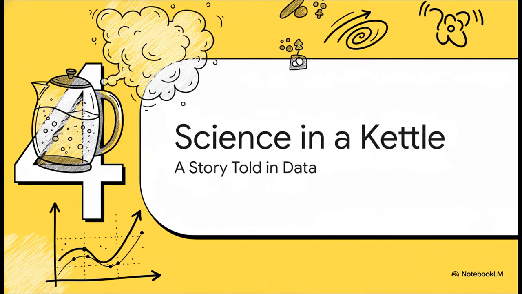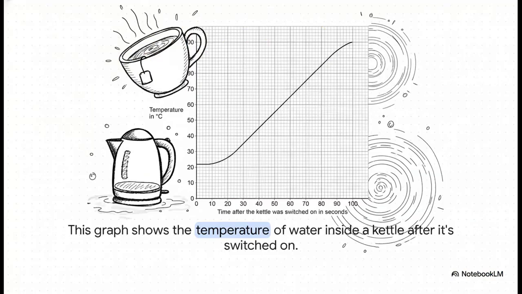All right, from the very visible motion of a water slide, let's look at something a bit more subtle, the simple act of boiling water. How can we possibly see the physics at play here? Well, we have to look at the data. This graph right here from our exam paper tells the entire story of a kettle coming to a boil. Along the bottom, we've got time in seconds, and on the side, we've got temperature in degrees Celsius. It's basically the biography of your morning cup of tea.